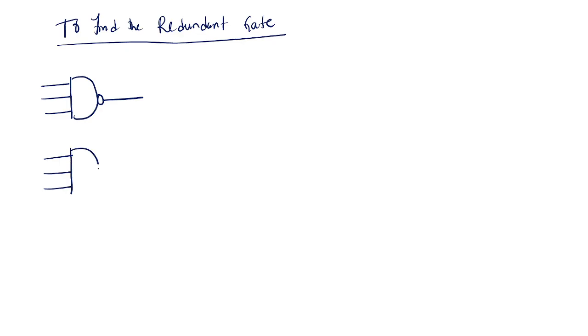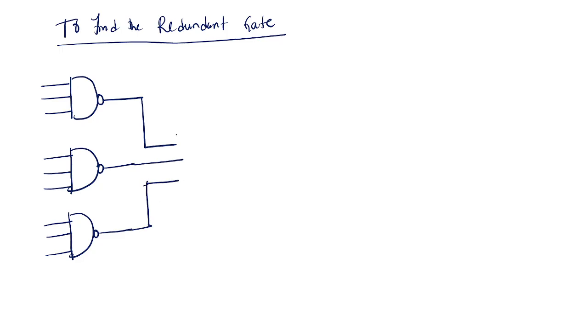So this is one NAND gate, and this is one more NAND gate, and this output is given to one more NOR gate.